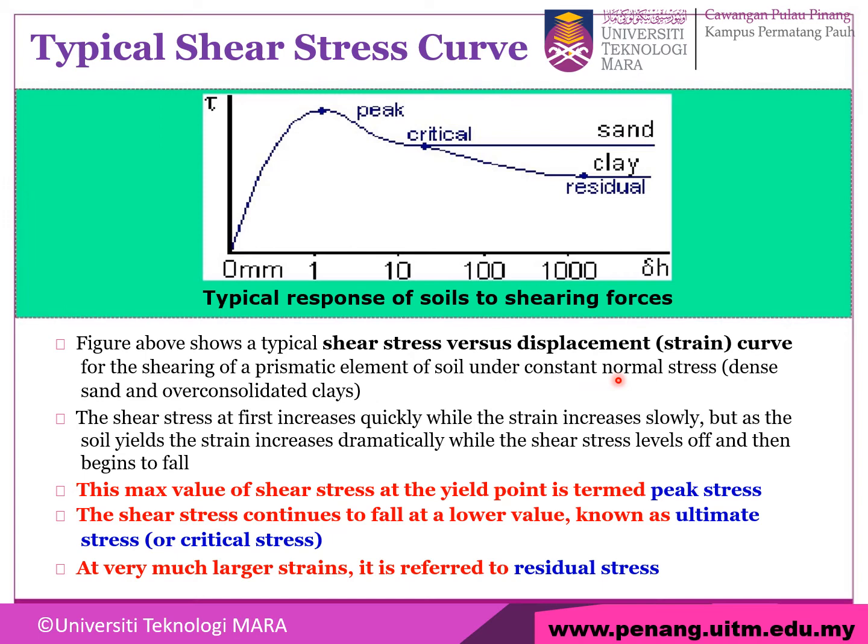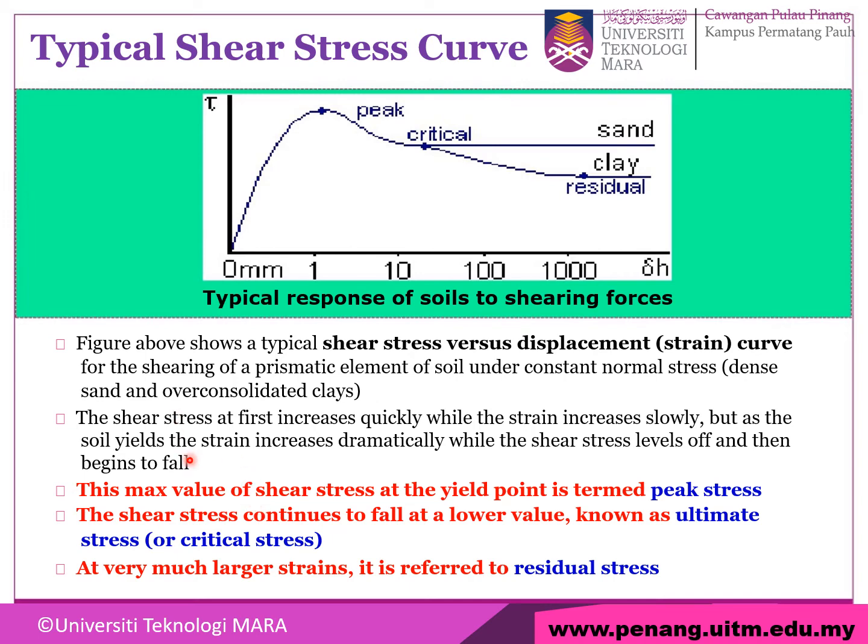For dense soil, such as dense sand and over-consolidated clay, the shear stress at first increases quickly while the strain increases slowly, strain from 0 mm to 1 mm. But as the soil starts to yield, the strain increases dramatically while the shear stress levels off and then begins to fall. Then the strain continues to increase.